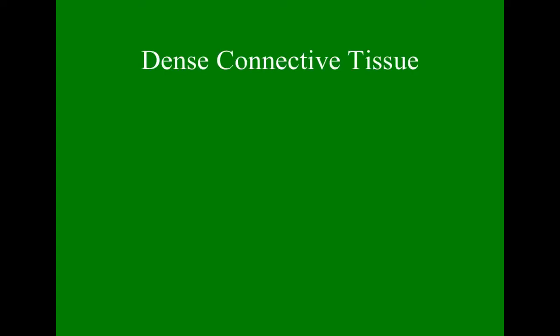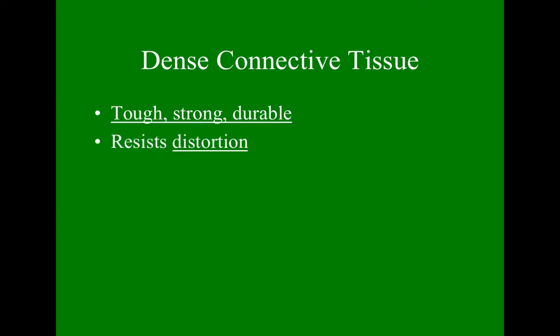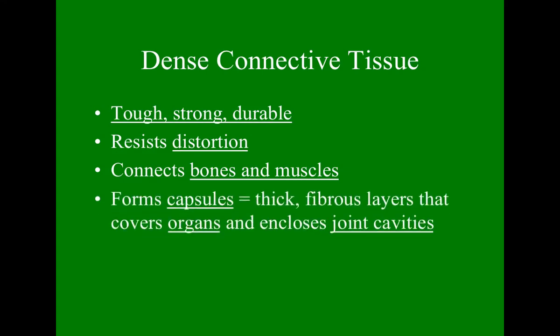The second type of connective tissue proper is dense connective tissue. This type of connective tissue is very tough, very strong, and very durable. It tends to resist distortion. It also connects our bones and muscles to each other, so bone to bone and muscle to bone. Dense connective tissue is used to form capsules, which cover our organs as well as enclose our joint cavities. Now it does have a lot of different types of cells present, but the type of fiber which is present here is kind of important. It's mostly collagen. And we have two subtypes.